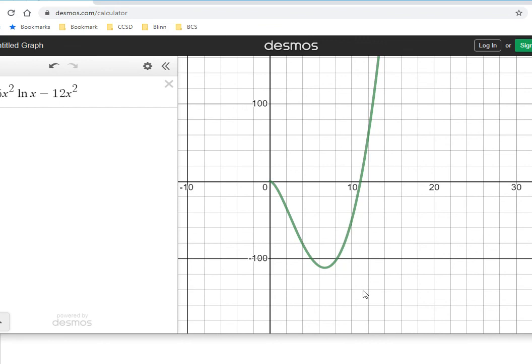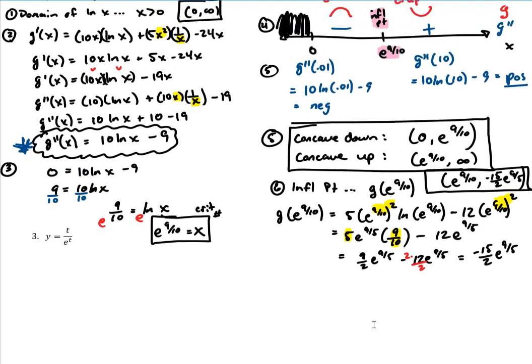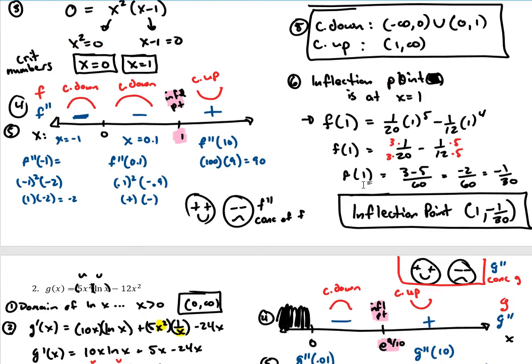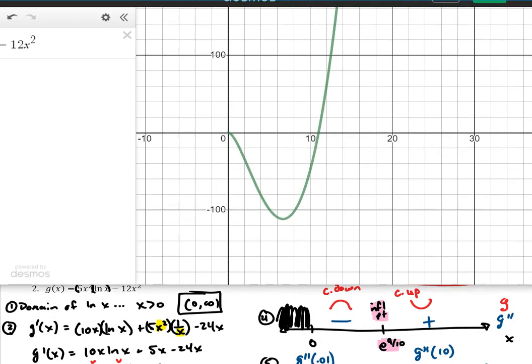It looks like it's almost concave up everywhere. Let's check our number line. That's where the graph might be misleading. So let's check that number line. Okay, there's the number line portion. Let me put it down at the bottom of this so we can see them at the same time.